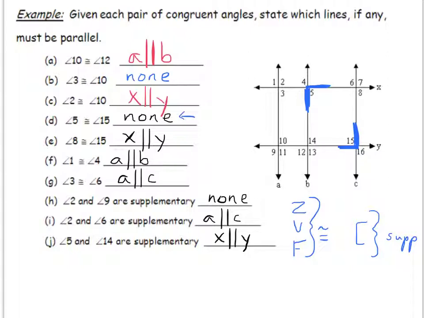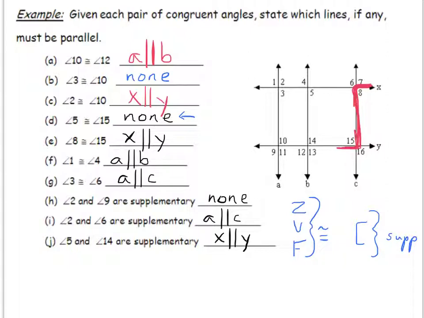E. For E, we were dealing with 8 and 15. If we take a look at angle 8 and angle 15, those make the letter Z. Z's are alternate interior angles and must be congruent. Check that off. We do have congruent. So the two lines that are parallel are X and Y because 15 is made up of Y and C, and 8 is made up of X and C. They both share the C. That's my transversal. Therefore, the other two lines are parallel.